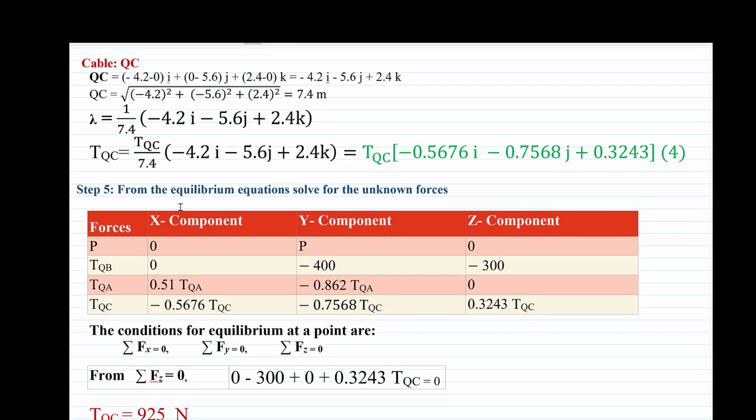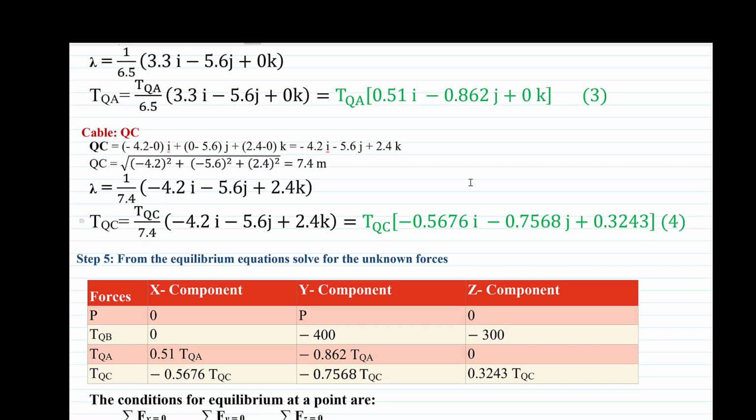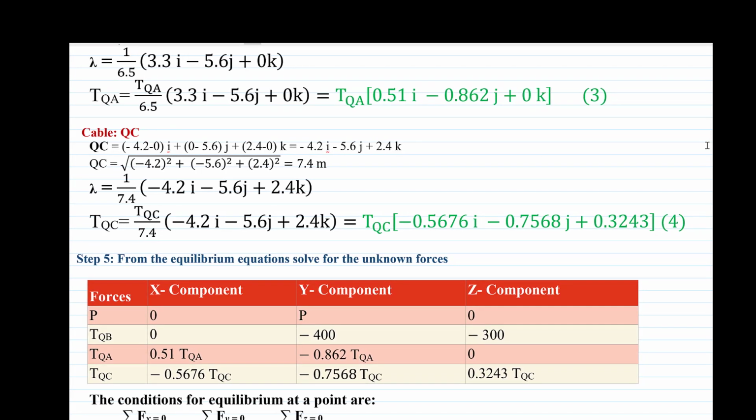So, okay, 0 minus 400 minus 300 for TQB, which is a given one. Now we need the third equation. Is this one here, so TQA. So I have TQA multiplied by 0.5, and then the next one is minus 0.862 TQA, and the last one is 0 TQA.